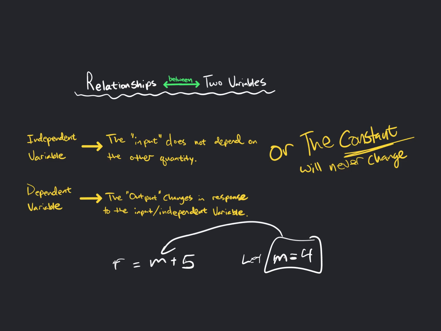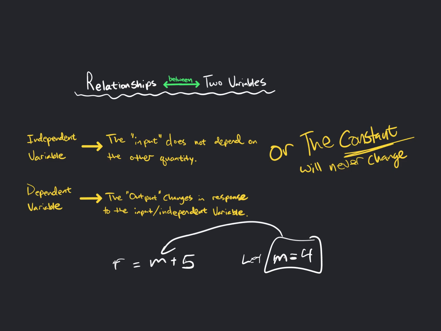Today we're starting our new unit with relationships between two variables. And we've got two vocabulary words, trying to make it as basic as possible. So our first one is our independent variable. This, in a nutshell, is the constant. This will never change, and it's not affected by any other quantity or value.